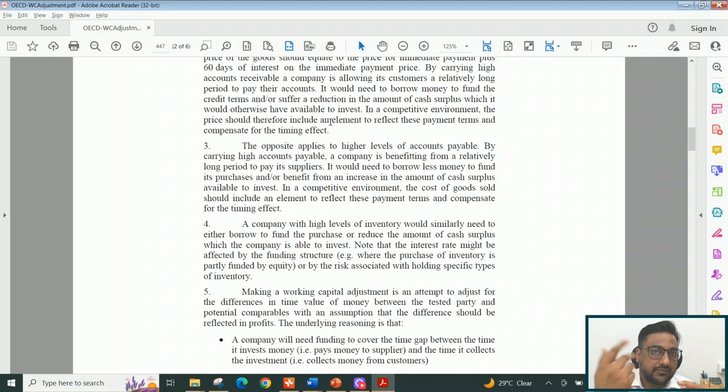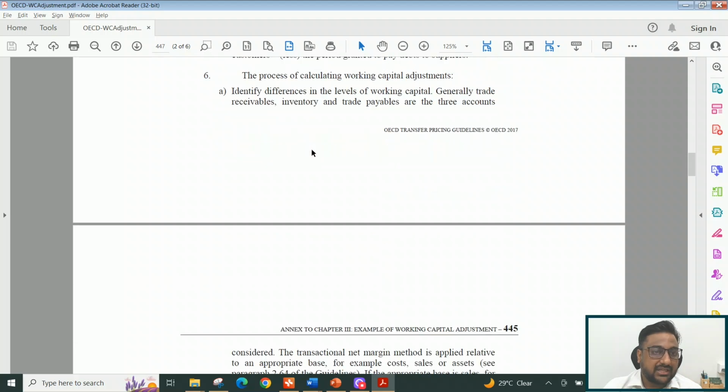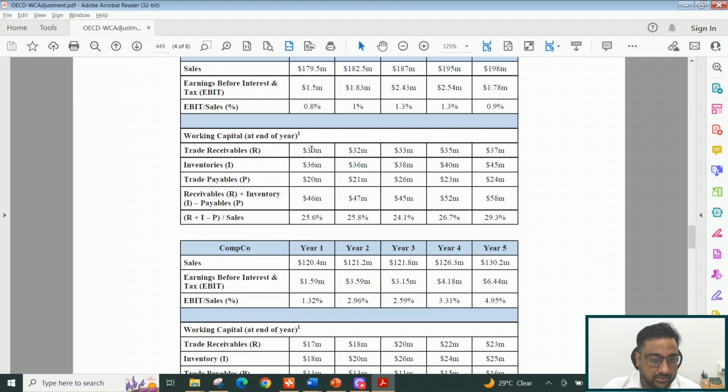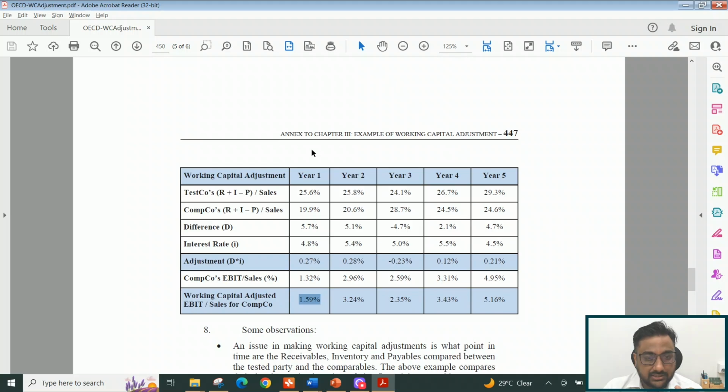So in case of a reverse situation, where the working capital was negative, in that scenario they would have reduced the operating margin of the comparable entities. I'll show you that part also. So where the difference between the working capital of the tested party and the working capital ratio of the comparable company has a negative value, if you see here, they have compared with that particular interest rate, and that is where they have reduced the margin of the comparable company. Earlier the margin of the comparable company was 2.59%. Post applying this adjustment, that is minus 0.23%, they have reduced it and come back to 2.35%.